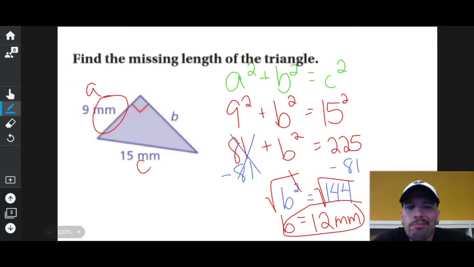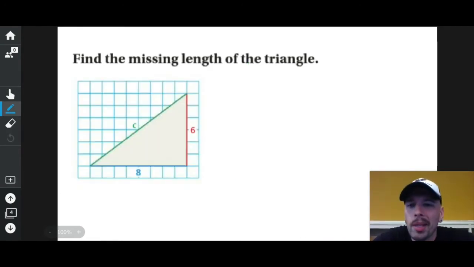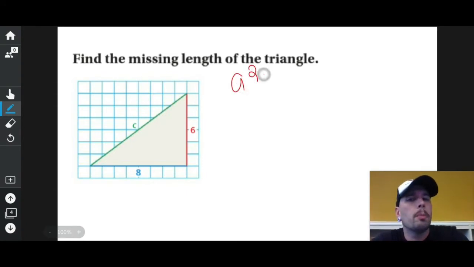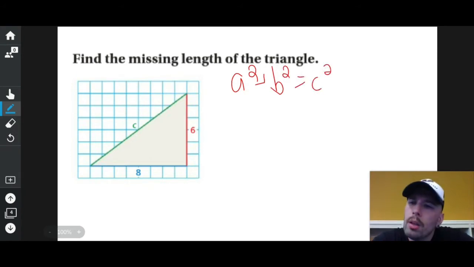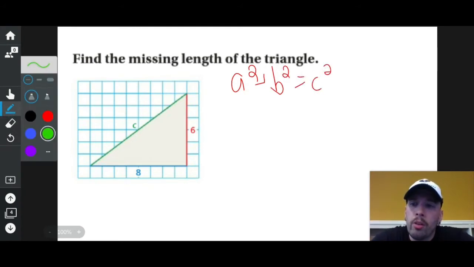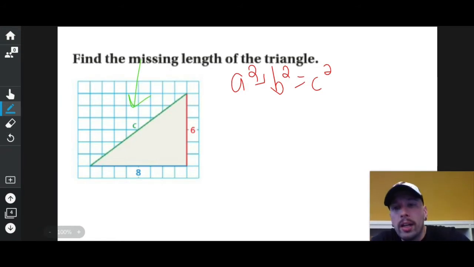Yeah, let's do more. See how many mistakes I can make for this one. Well, this is plastered on top of a coordinate plane. And it's a right triangle yet again, because these guys are parallel. So I'll write out a squared plus b squared equals c squared. Doesn't matter which one's a or b, as long as the longest side is c. The longest side is already c, so I'll call you a and I'll call you b.